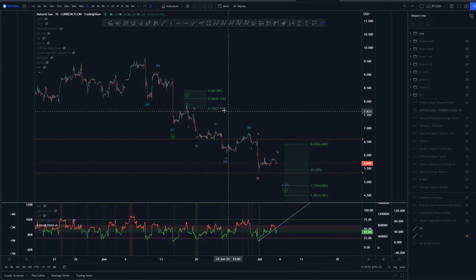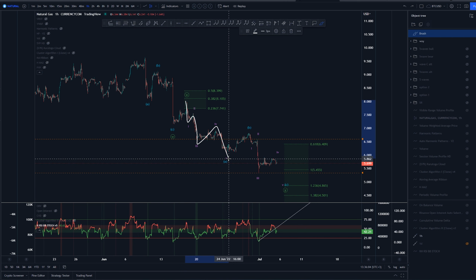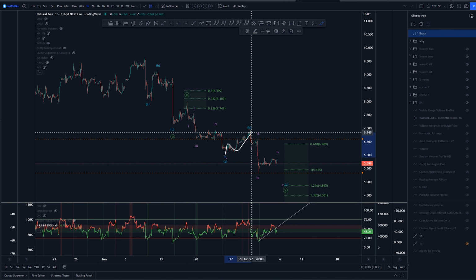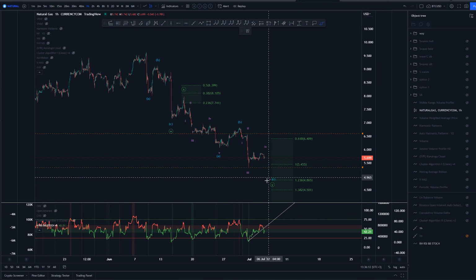However, if we want to have this complex structure here, we would have ABC, three ways again, most likely an ABC here, and then looking for another ABC down here, in which again 1, 2, 3, 4 and 5, and then a 3-way structure and another 1, 2, 3, 4, 5. So all of my counts are still looking for at least one more low.